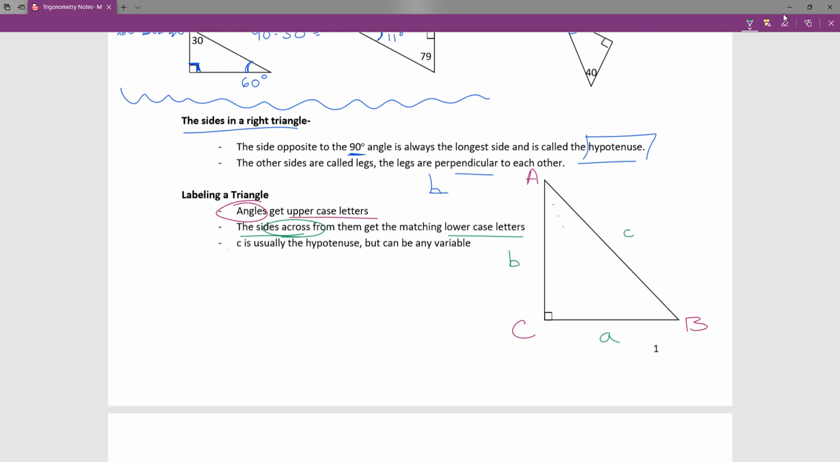And again, in these ones, oftentimes C is the hypotenuse, but technically you could label a triangle with any letters you wanted. So C is often the hypotenuse, but the hypotenuse is always the side that is across from this right angle corner.